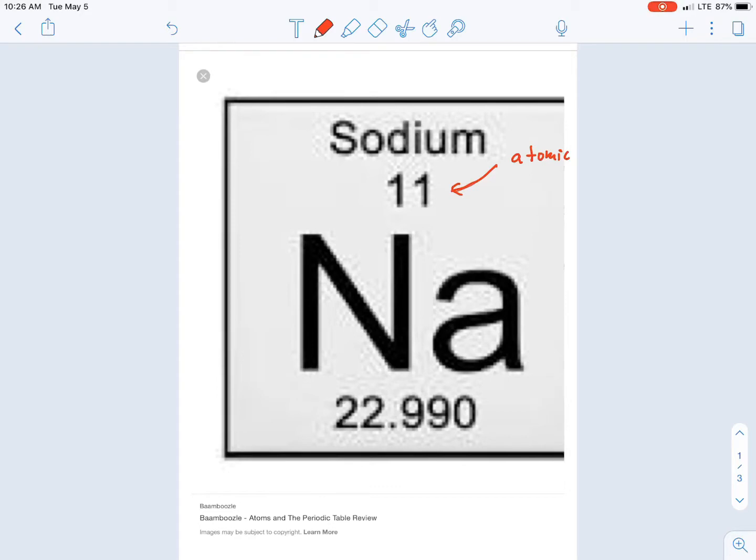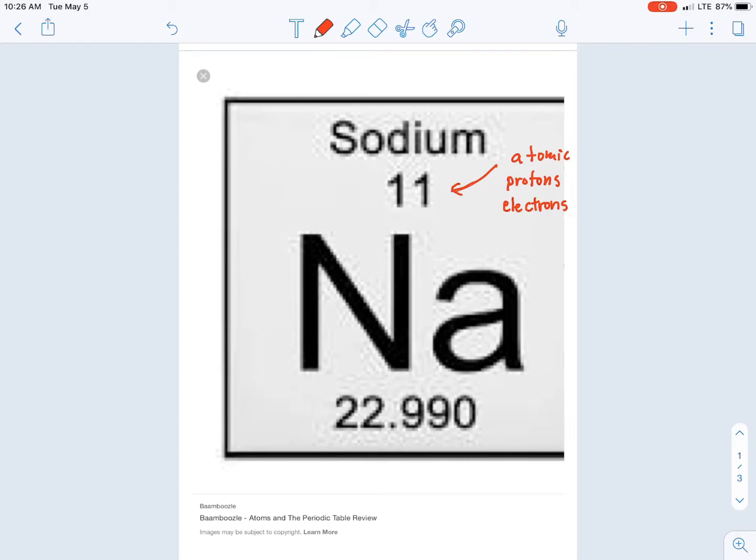But that is also the same as the number of protons, right? Because that's how they're ordered, by the number of protons. So sodium has 11 protons. Now, if sodium is an atom, that means it's not an ion, it's not charged, then we also want to know how many electrons it has. And so the protons and electrons, since one's positive and one is negative, cancel each other out in a neutral atom. So the atomic number is also the number of electrons in a neutral atom.